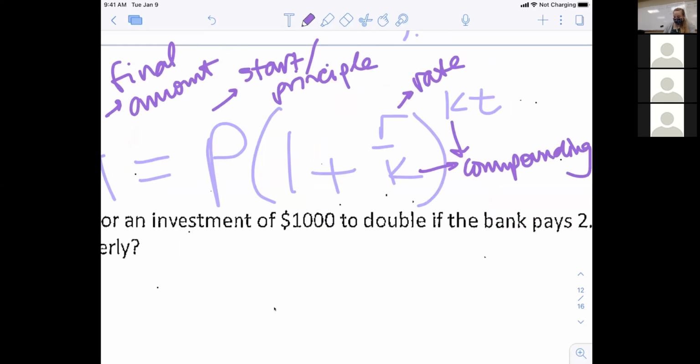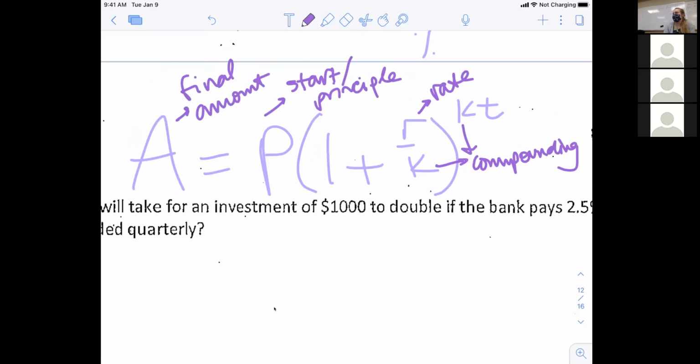Now, compounding is a word that I always felt like math teachers use, and I never heard that word in real life. Compounding is like how much you're paying something or how much something is changing in your account. So when I make my monthly car payment, that's compounded monthly. T is my time and it's in years.